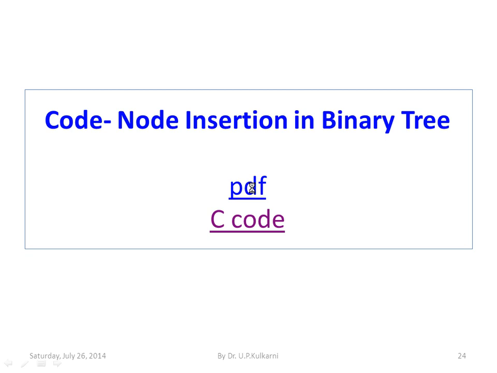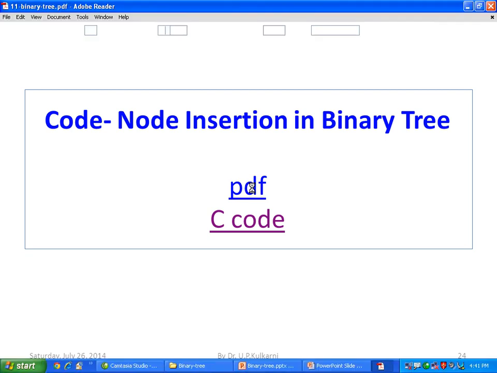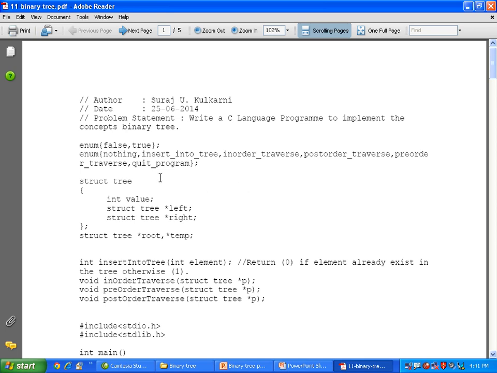Now let's look into the code of this and see the concept of binary tree, enumeration, true or false. For readability, I have the tree structure here where I store the value, that is an integer, and struct tree pointers to the left and right of that particular node. This is the structure, and we create different variables here. We have function prototypes: insert into tree, in-order traversal, pre-order traversal, and post-order traversal.